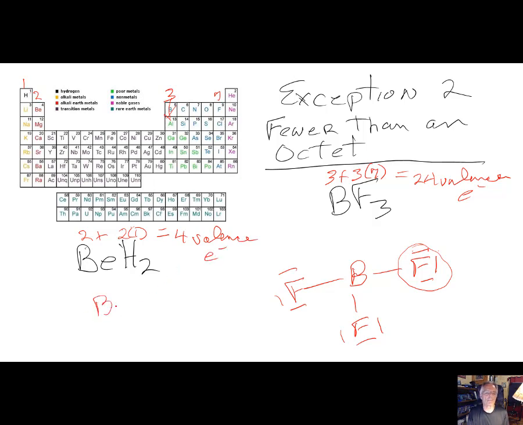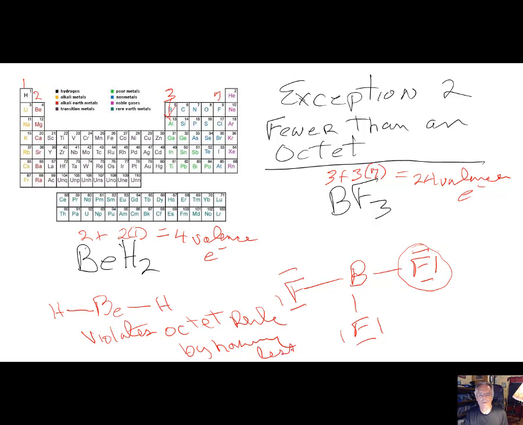So this is beryllium, and beryllium can only make 2 bonds. And so this is our Lewis structure for beryllium. It's electron deficient. It violates the octet rule by having less than 8. Same thing that boron can do.